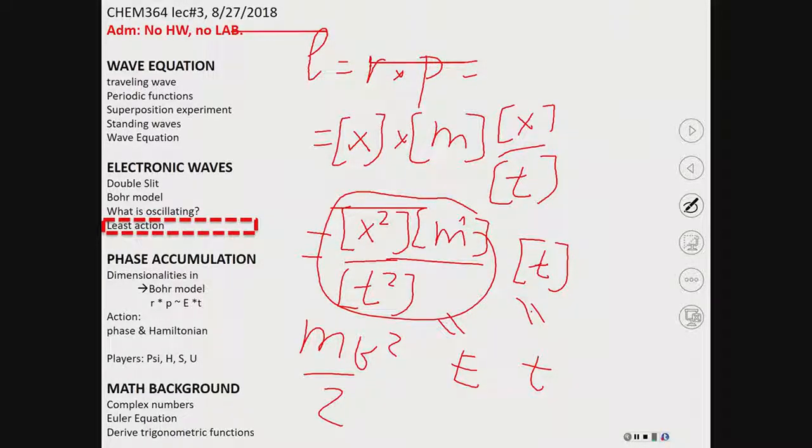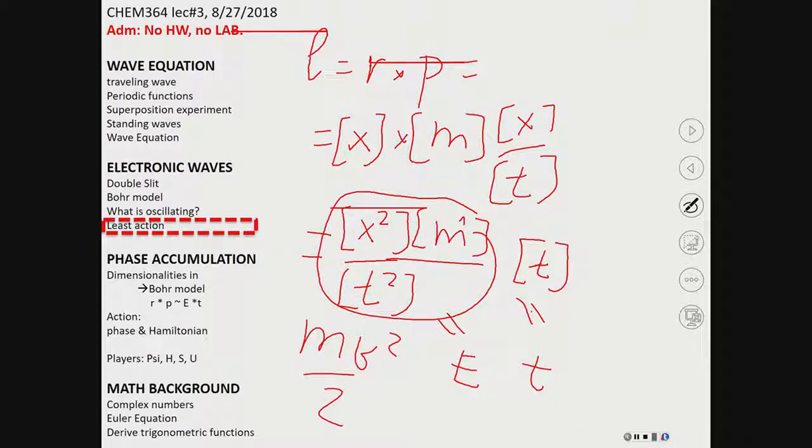Momentum times the distance. Yes, right. And momentum is velocity times mass. And velocity is distance divided by time. So this is velocity, this is mass, and this is distance. If you combine all together, it will be distance squared times mass.